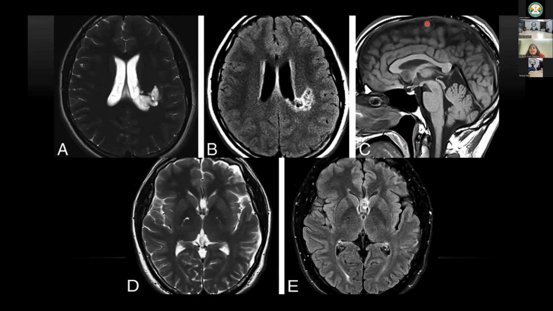Another example, on this T1 weighted sagittal image, we can see a lesion arising from the septum pellucidum in the region of the rostrum of the corpus callosum. And on the axial image here, we can see that the lesion is T2 hyperintense. On the FLAIR, again, we can see that there is a hyperintense rim around the lesion. The lesion will be non-enhancing. It will not show diffusion restriction. It will not show hyperperfusion. So that's how we make a diagnosis of MGNT.